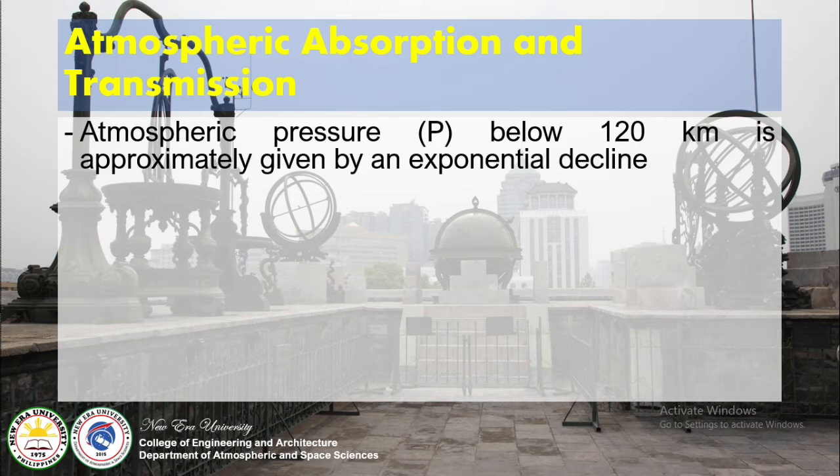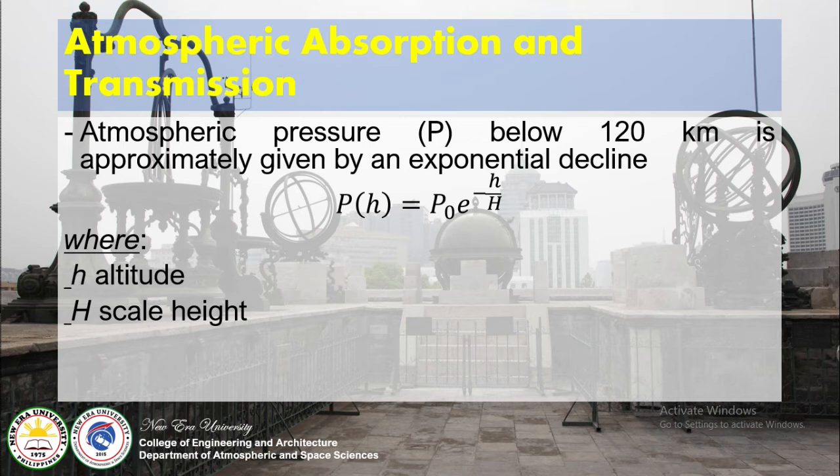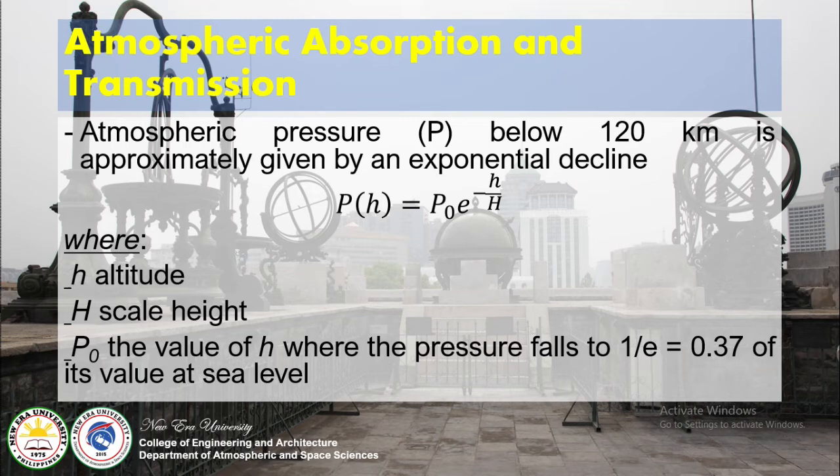Now, atmospheric pressure below 120 kilometers is approximately given by an exponential decline, which is presented by this mathematical equation: the pressure with respect to height is equal to P naught e raised to negative lowercase h over uppercase H. The lowercase h is the altitude, and the uppercase H is the scale height. So this scale height is basically the ratio of the height.